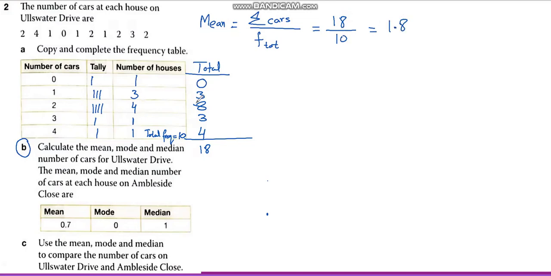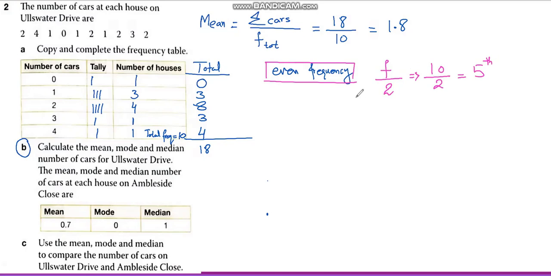Now let's calculate the median. For the median, we first need to observe the frequency. Here we have an even frequency. In the case of an even frequency, there will be 2 middle values. For the position of the 2 middle values, we need to divide the frequency by 2. That will be 10 divided by 2, which means the 5th position. At the 5th position there is a middle value, and the second middle value will be at the 6th position.